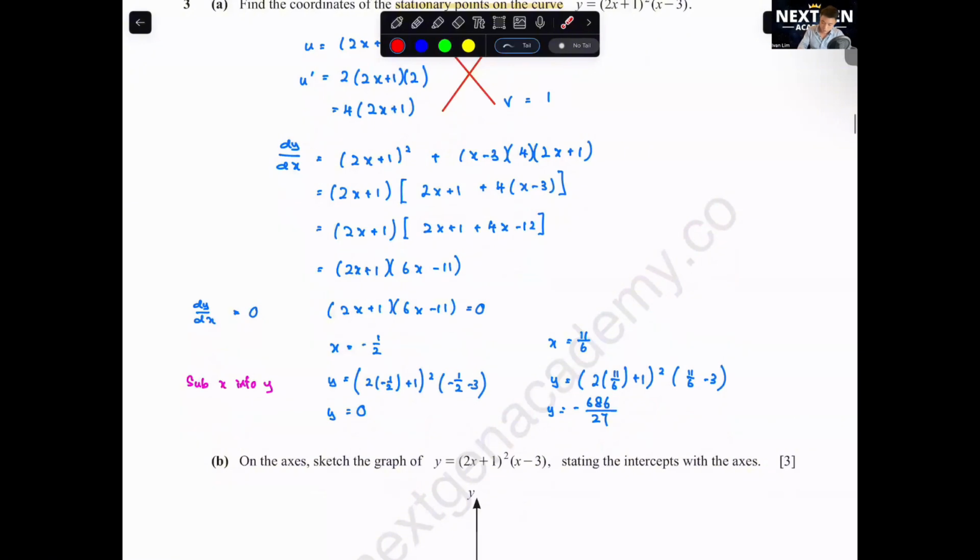Yeah, so if you want to write one more, you can write it like that. Your final answer: negative 1 over 2, 0, 11 over 6, negative 686 over 27. I will normally write it into the bracket form so that it's very, very clear for the marker.